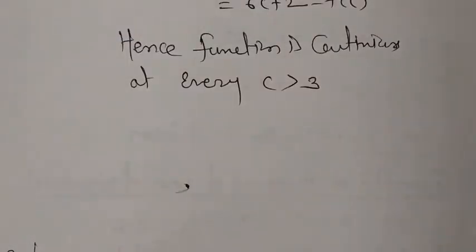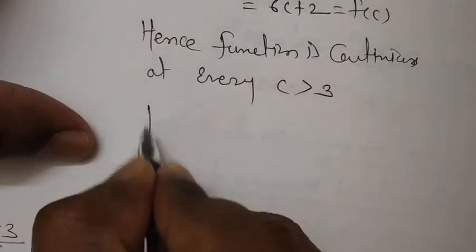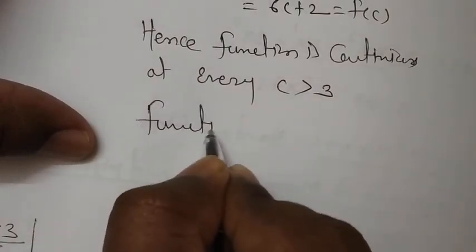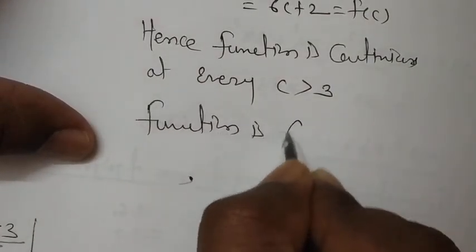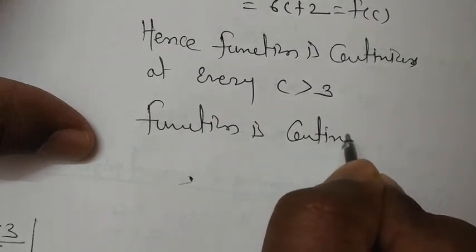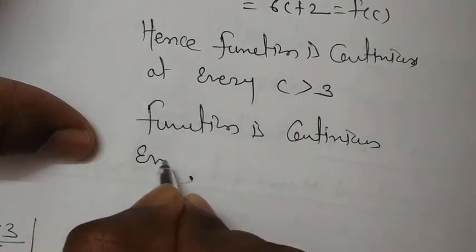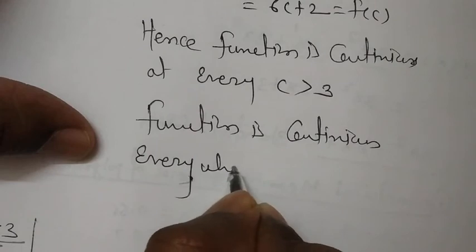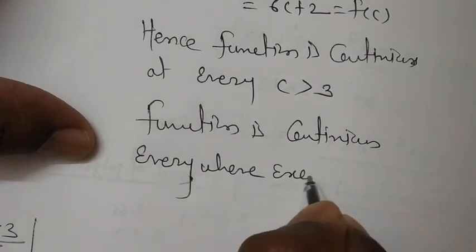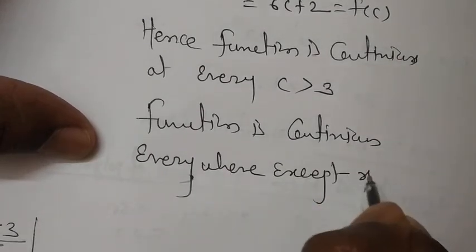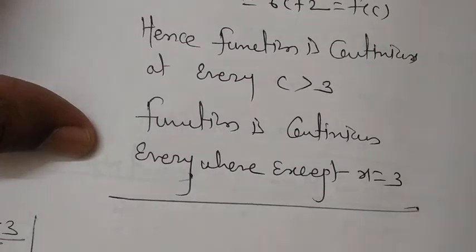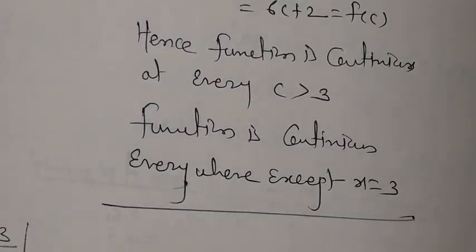So we can write that the function is continuous everywhere except x equals 3. Except 3, everywhere else our function is continuous.